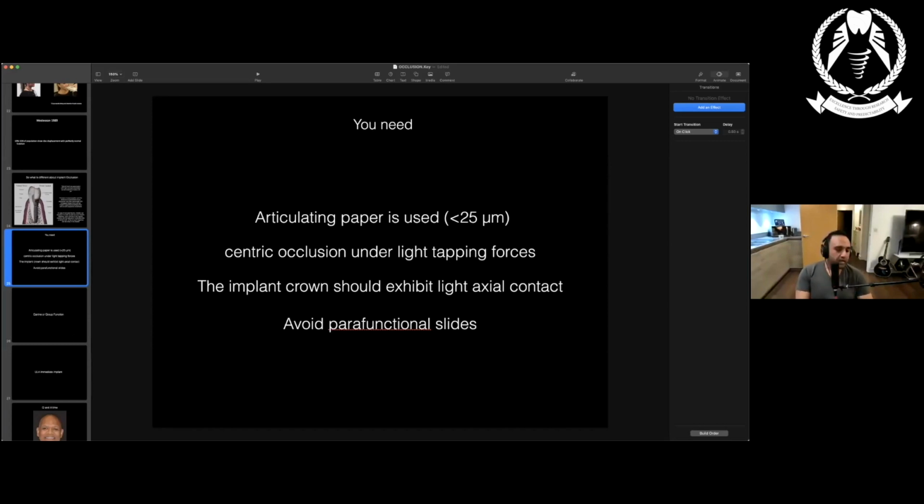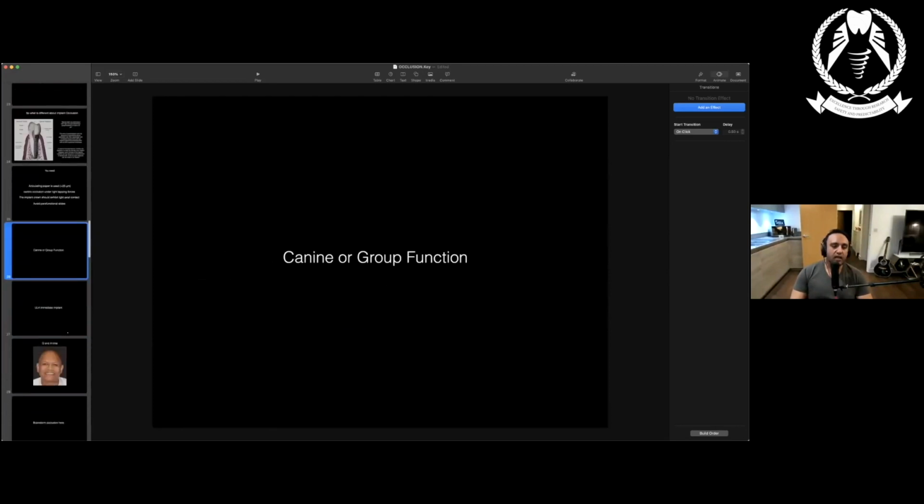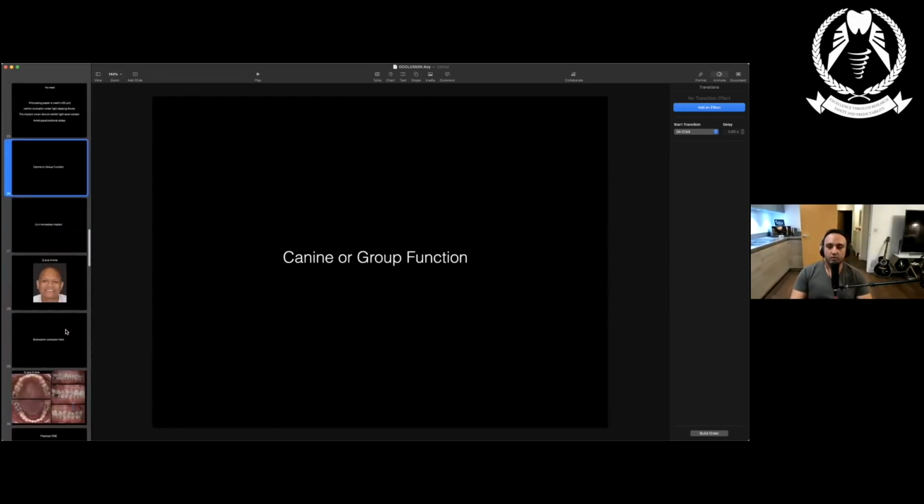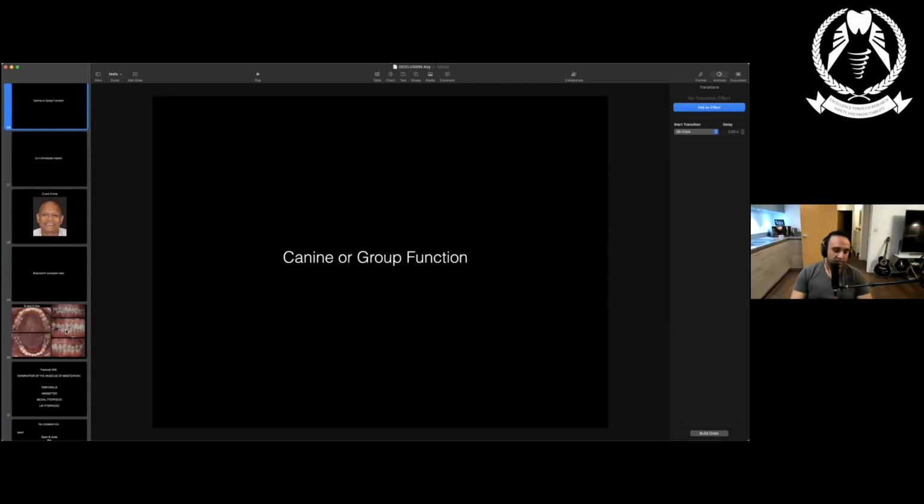Okay. So moving on, what we're going to look at is a couple of little cases before we come to a conclusion, because we've been going for about 47 odd minutes now. So canine or group function, which is better with occlusion? Well, it depends. It depends on how many restorations there are.